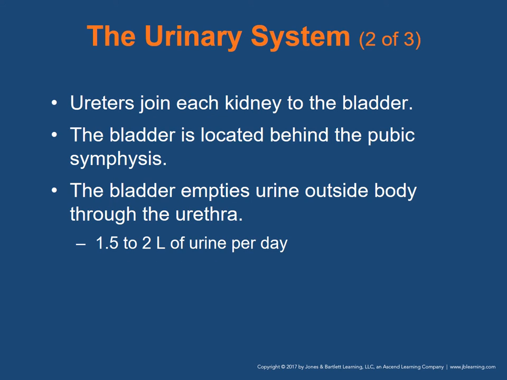The ureters join each kidney to the bladder. So each kidney is connected to the bladder by these tubes called ureters. Very important to understand that ureters are different than the urethra. But this is the same in both males and females. The bladder itself is located behind the pubic symphysis, that very, very tight, very dense piece of cartilage that holds the right and left halves of the pelvis together anteriorly towards the front of the body. The bladder empties urine outside of the body through the urethra, which usually outputs 1.5 to 2 liters of urine per day.